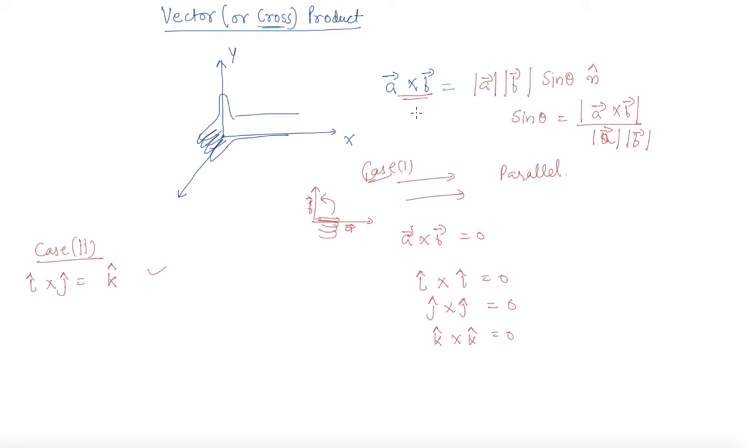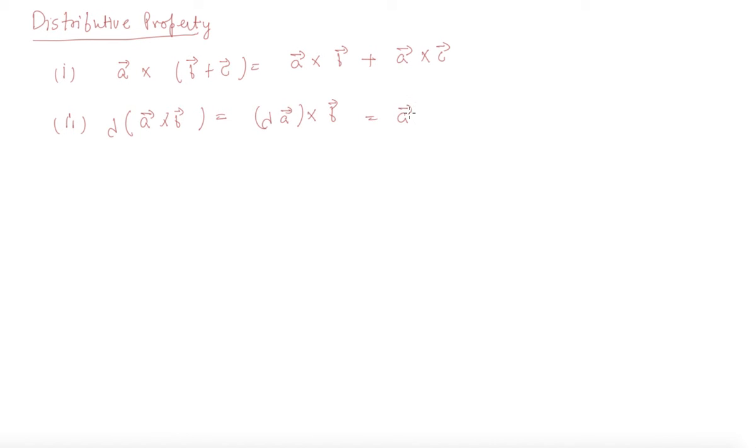Now let's discuss some properties of it. So this is the distributive property. Let me clear all this. Students, the distributive property says A cross (B plus C) is the same as what we have discussed in dot product; in this case there was a dot. So lambda times (A cross B) is lambda A cross B, or A cross lambda B.